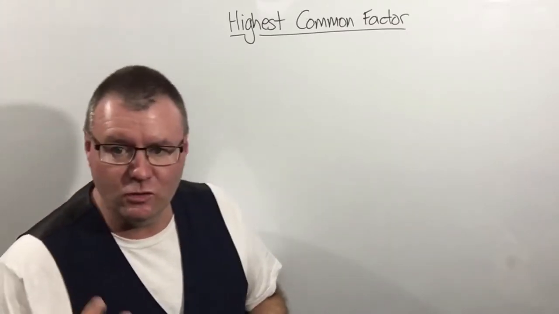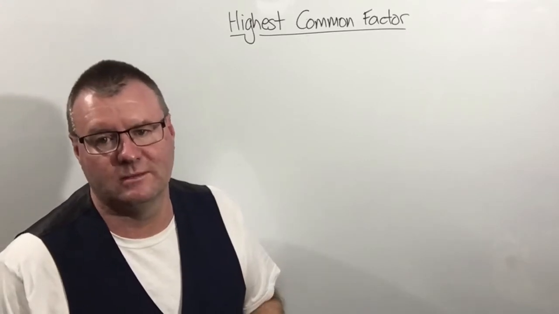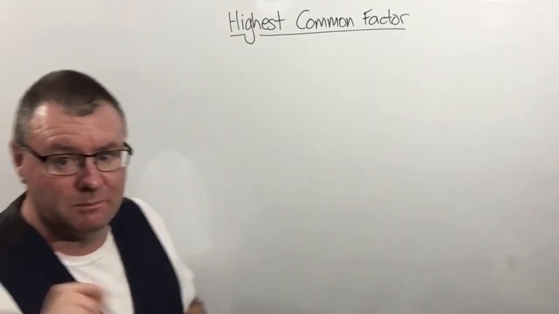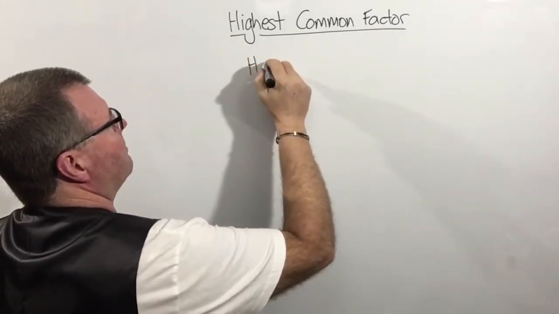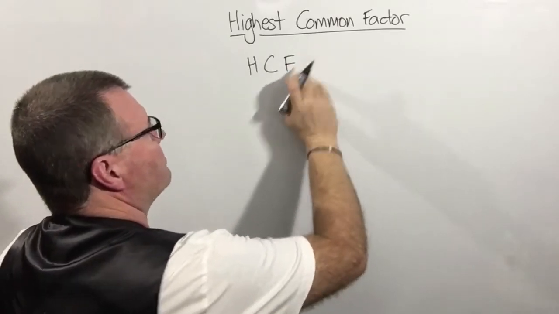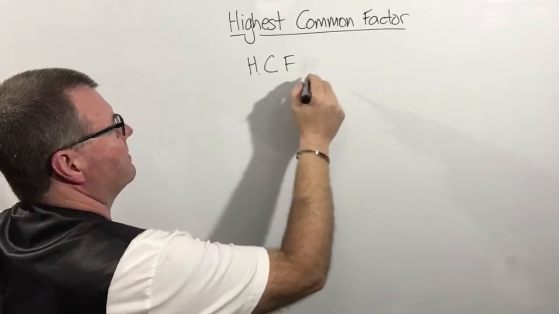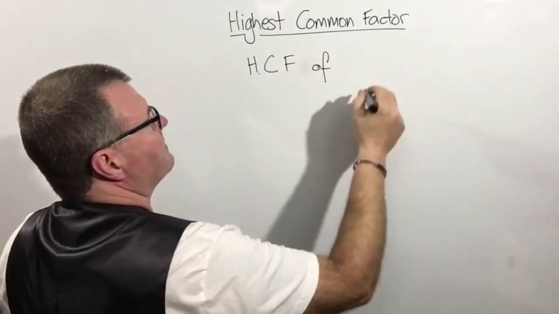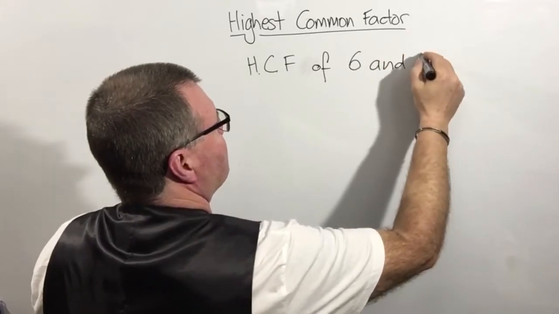If I've got two numbers, then I can see, are there any factors that are common to them? And the highest common factor is the biggest one. So let's look at an example. What if I asked you for the highest common factor, and we often just write that as HCF, standing for highest common factor. What's the highest common factor of 6 and 18?